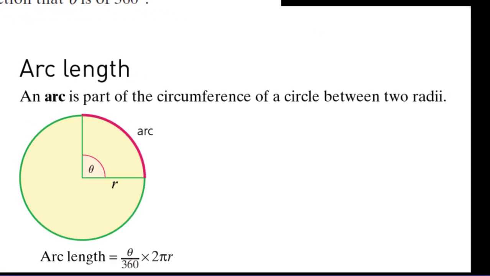Okay, the next one is the arc length. As we mentioned, the arc length here is the part of the circumference, and it is again related with the angle. Because the bigger the angle is, the bigger the arc length should be, direct proportional. That's why the formula is the circumference times theta over 360, which means all the circle, we know that it is 360 degrees, by the way.